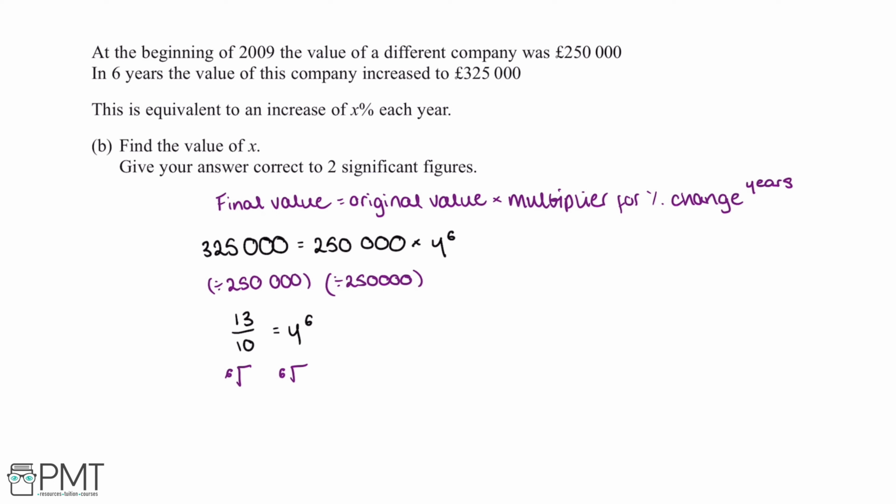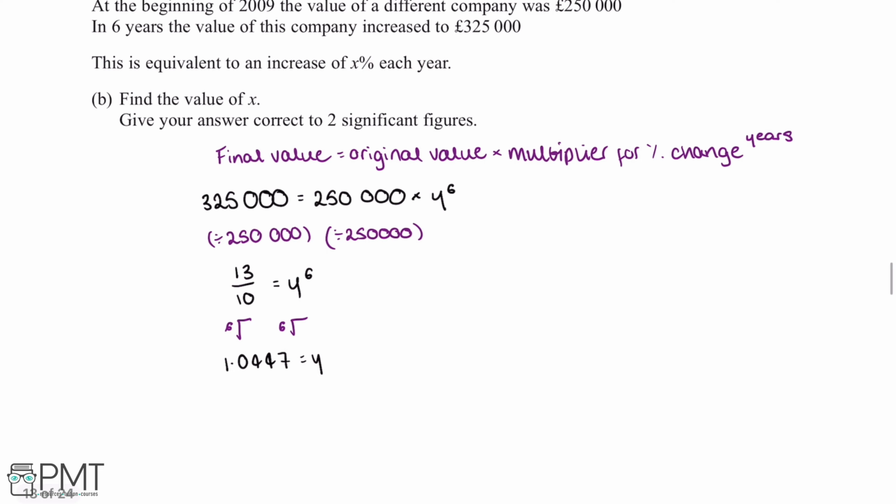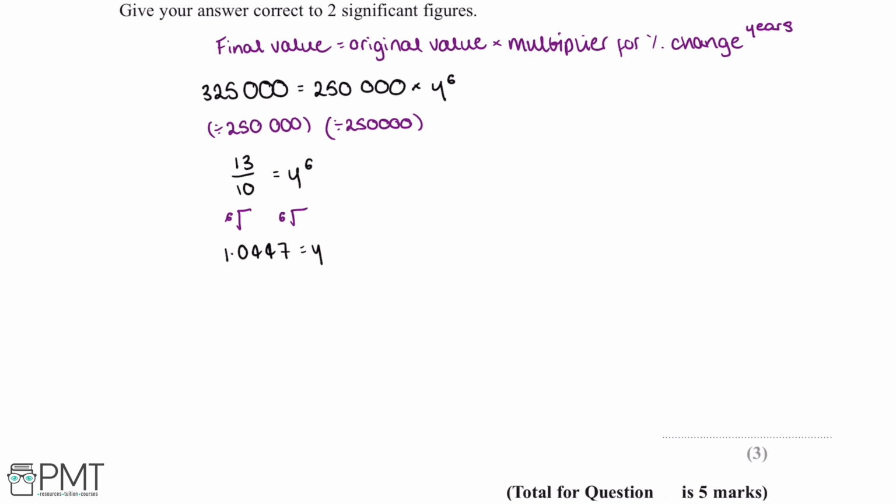And if we put this into our calculator, this tells us that y is equal to 1.0447. Now 1.0447 is the multiplier for the percentage change. So we want to convert this to a percentage. So if the multiplier is 1.0447, this will be equal to 104.47%.